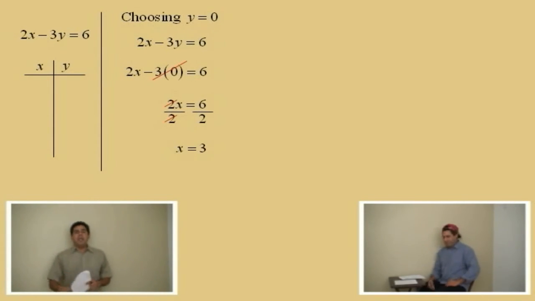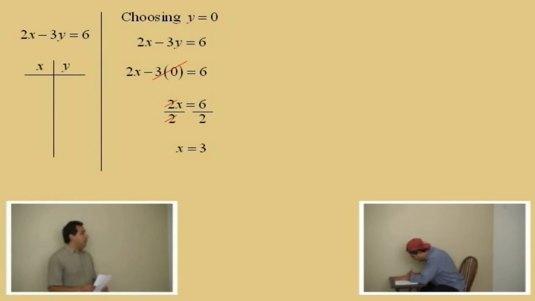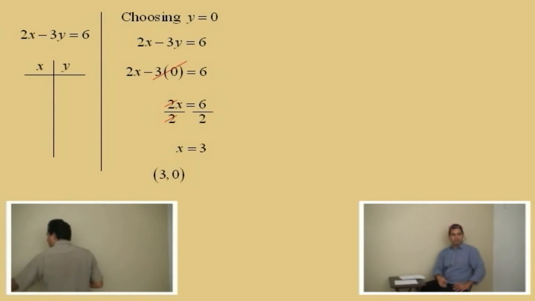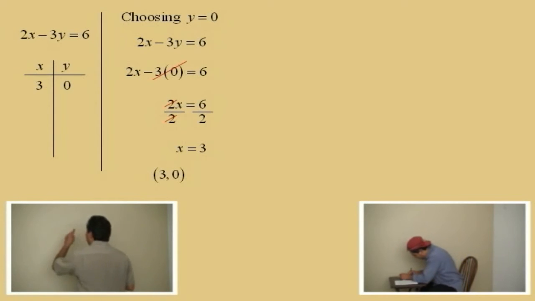Very nice. So what is our ordered pair, Charlie? Remember, I gave you the y value equals 0, and now we solve for x, and x came out to be 3. Remember the ordered pair, x first, and then the y, like alphabetical order. Charlie, what's the ordered pair now? 3, 0. So we'll go ahead and put that in our table there. 3, 0 there.